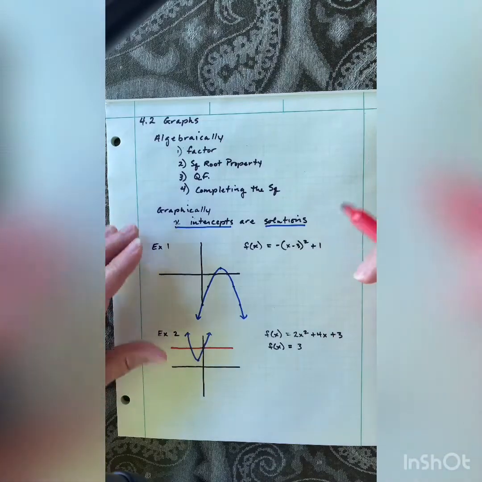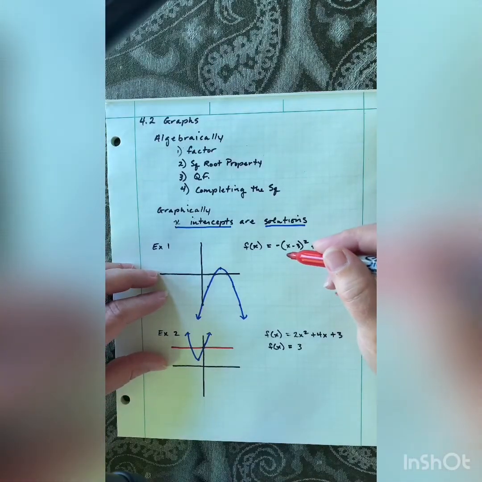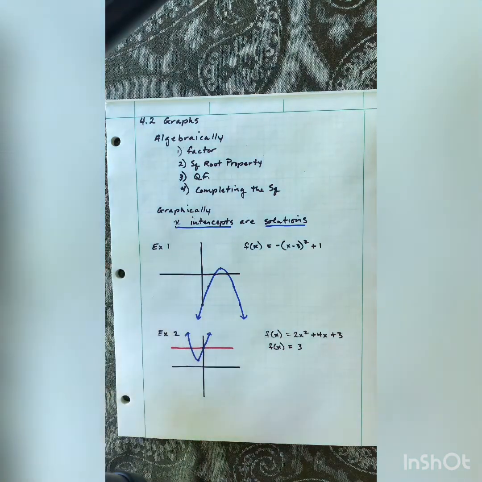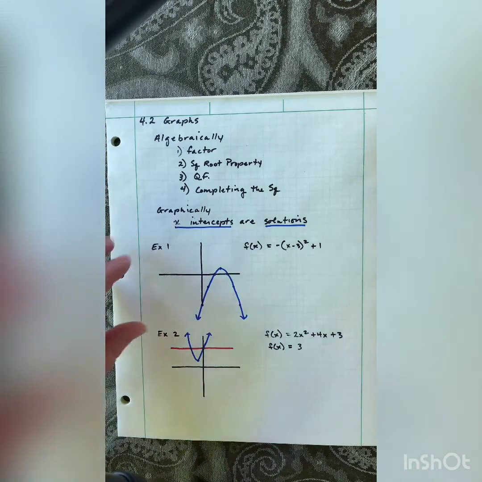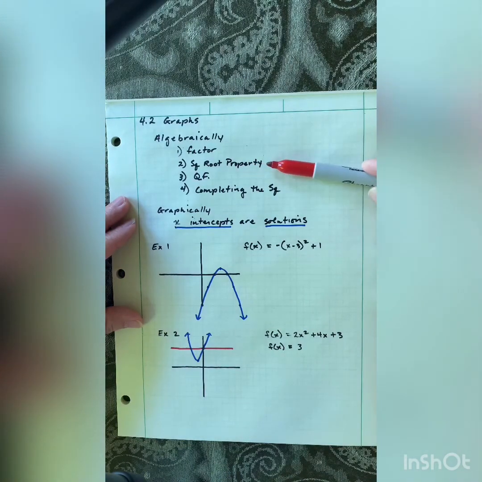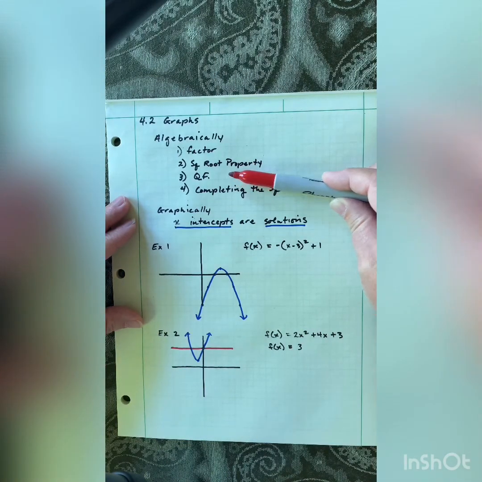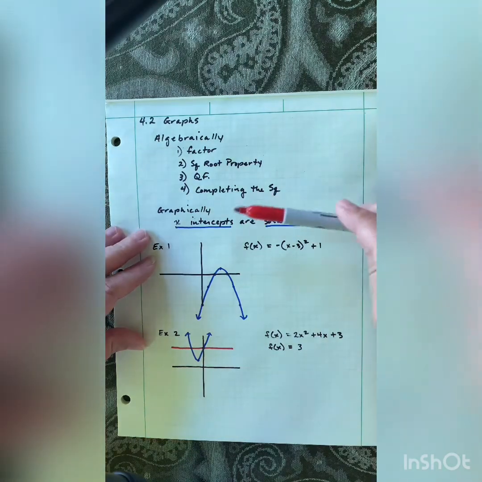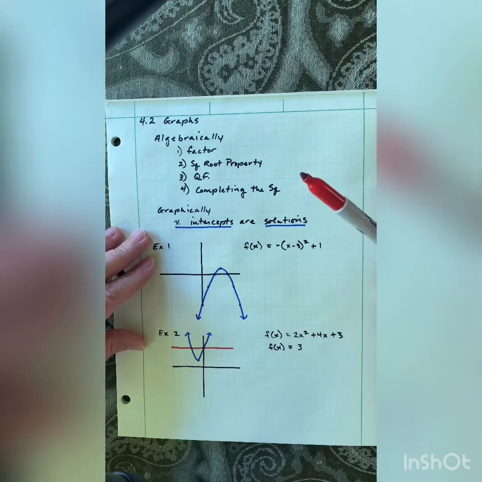Good morning, everybody. We are doing 4.2, which is on graphs. We can solve graphs basically two ways. One way is to do it algebraically, and we have our four ways of doing it algebraically. We can factor, we have our square root property, we have our quadratic formula, and completing the square. Now, we can also do it graphically, which is what this section is about.